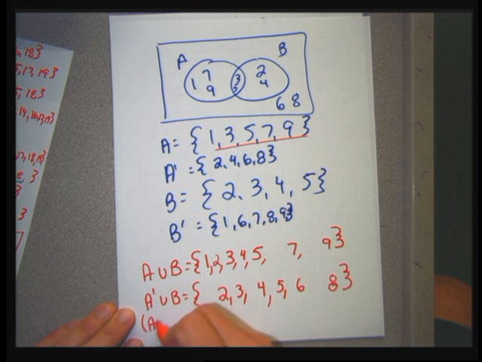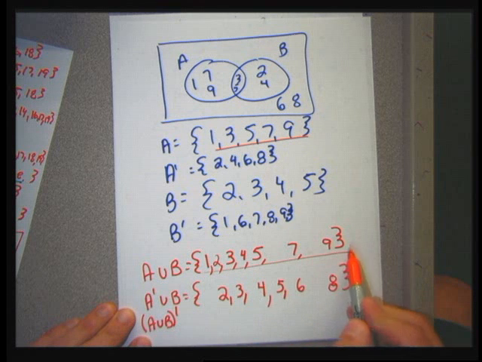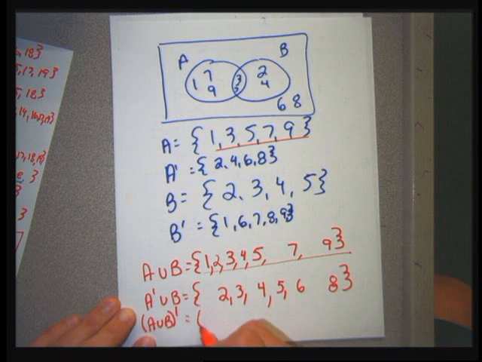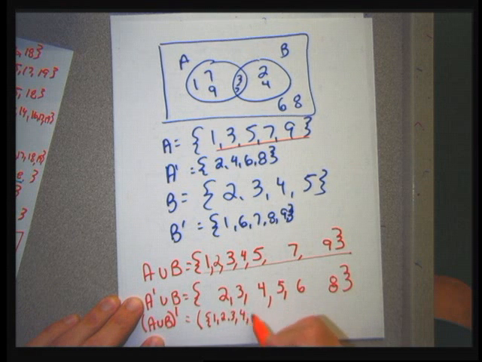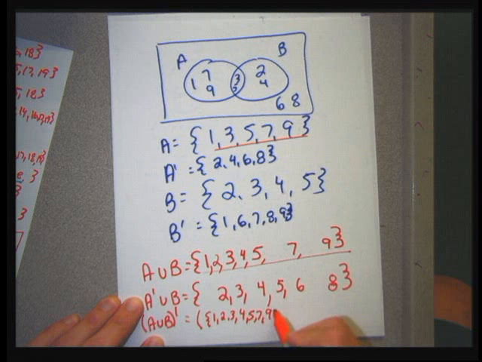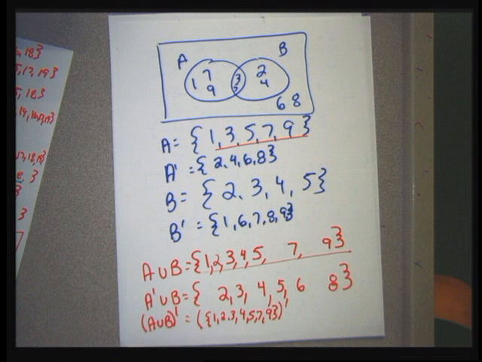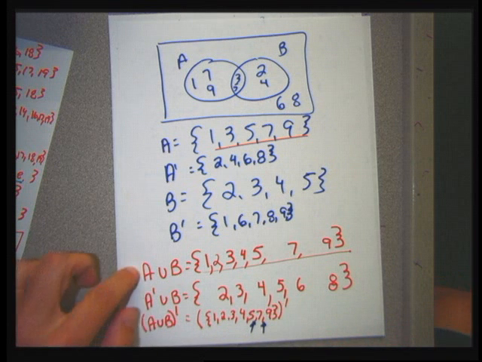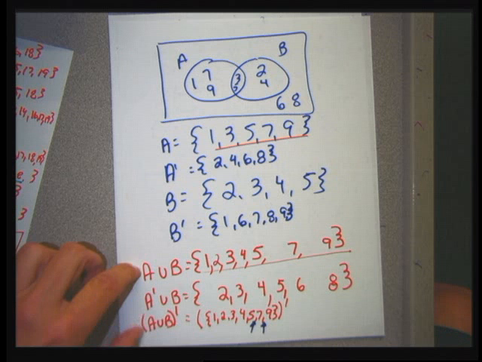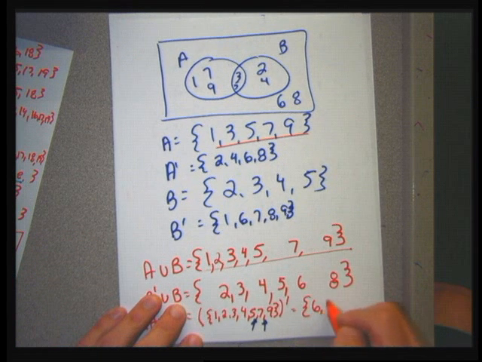Last one, A union B prime. That's the prime of this set. So first I do the union, which I've already done. So A union B is 1, 2, 3, 4, 5, 7, and 9. But I want to do the prime of that. The prime of any set is everything in the universe that's not in this set. Well, what's missing from this set? I'm missing a 6 and I'm missing an 8. So the prime of A union B is everything in the universe that's not in A union B, and that's just the numbers 6 and 8.